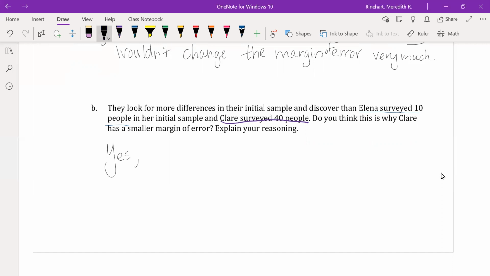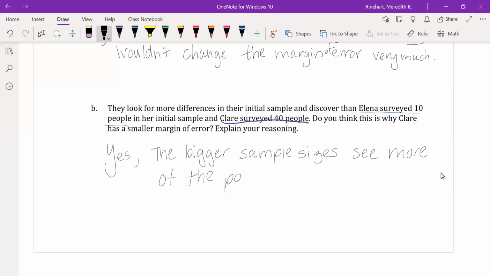The bigger the sample size, the more of the population you see. You see more of this population variability, and therefore your margin of error is smaller.